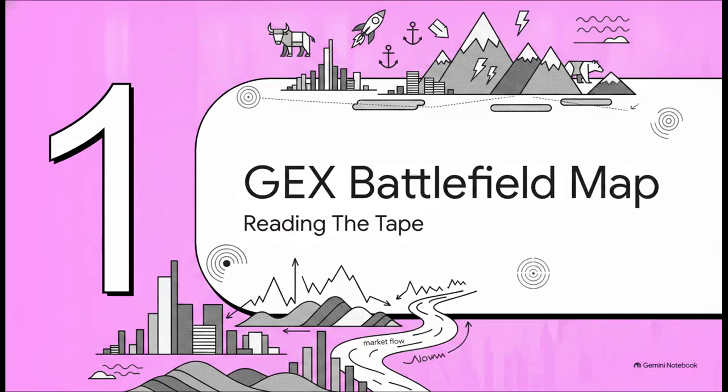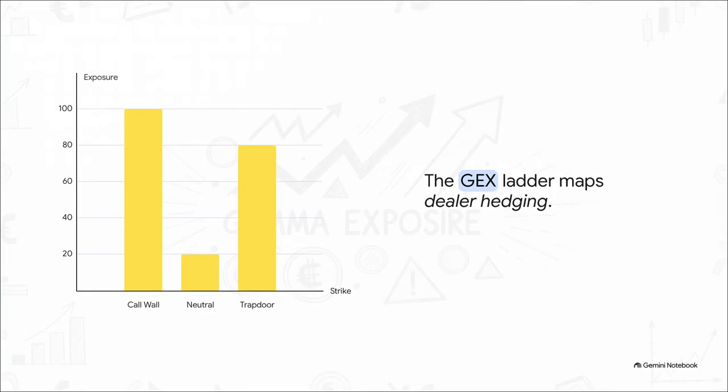All right, starting off with Section 1, the GEX battlefield map. So what you're looking at here is a GEX, or gamma exposure map. GEX basically aggregates, strike by strike, exactly how much delta hedging dealers are forced to do for every 1% move in the underlying asset. It's plotted as this ladder of bars by strike.